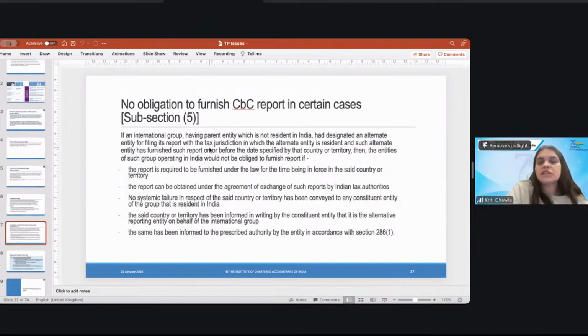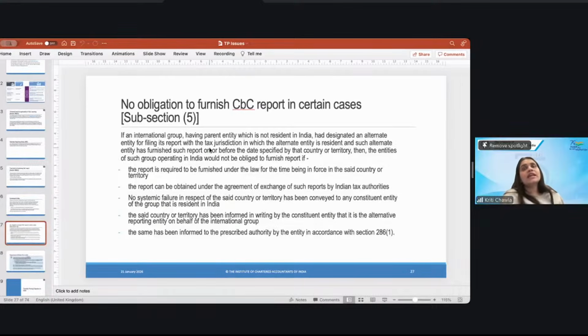Okay, so this particular subsection says there will be no obligation to file CbCR in certain cases. Let's say that there is an international group and it has a parent entity. The parent entity is not resident in India. What they've done is they've designated an alternate reporting entity somewhere else, and that alternate reporting entity has actually filed the CbCR somewhere else. Then, if they have an entity here in India, the entity in India will not have to file the CbCR here.